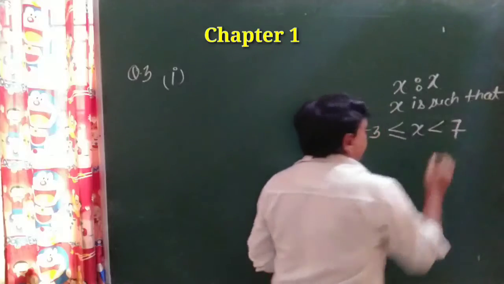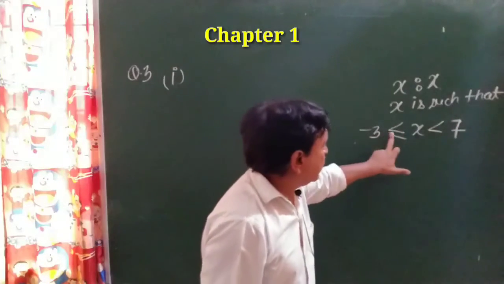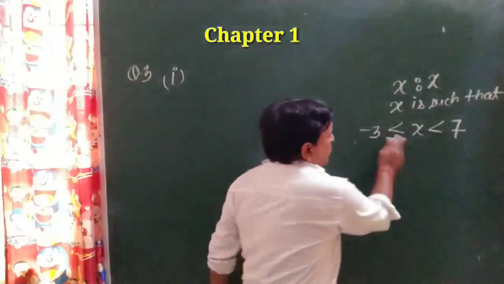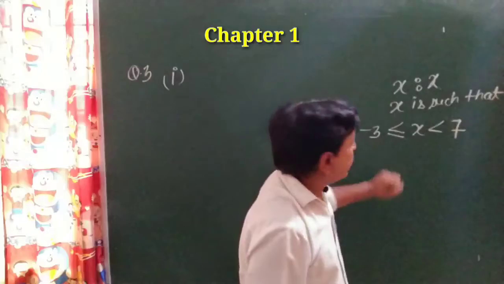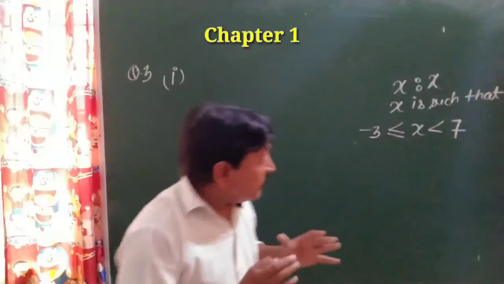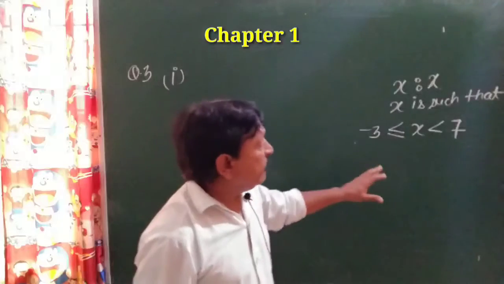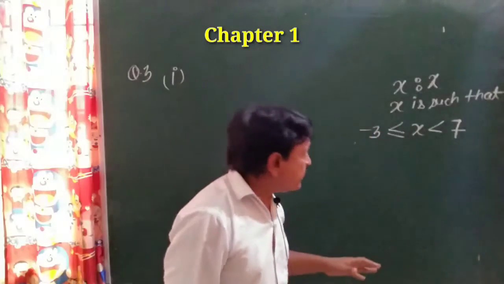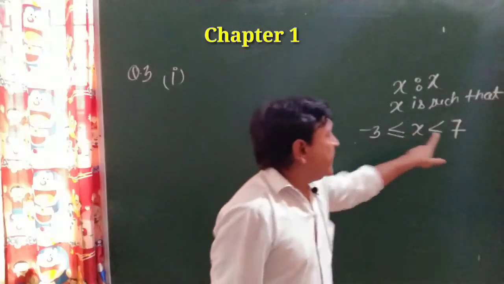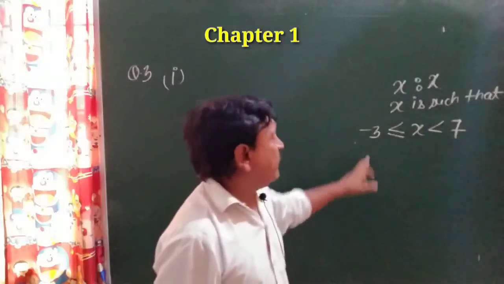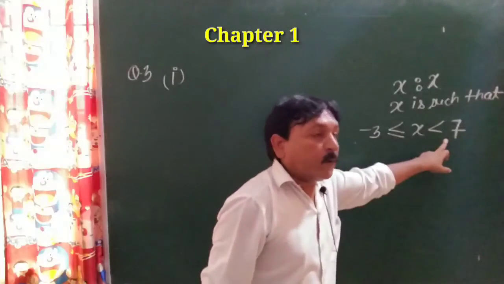Just do one correction in your books: in some books it is written like this, but it should also have the equality sign, okay? So just do the correction in your books. Now this question is saying X is such that X is an integer, and the value of X lies between -3 and 7 in such a way that -3 is included but 7 is not included.